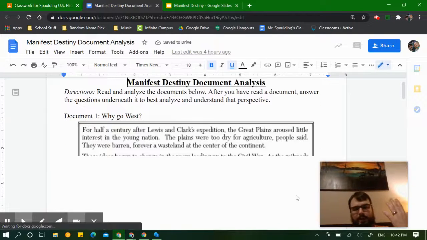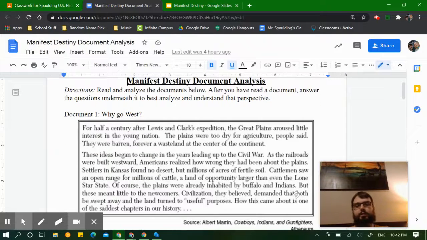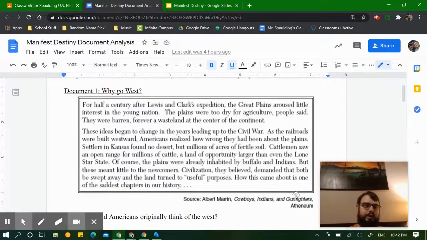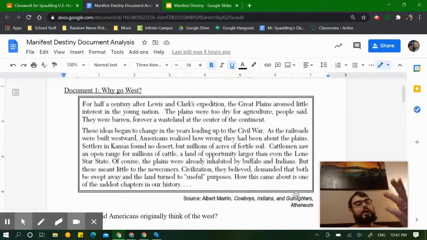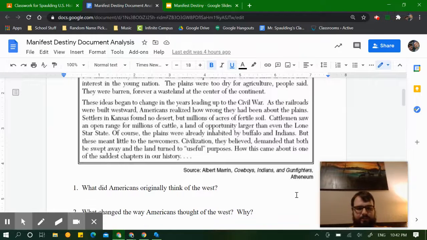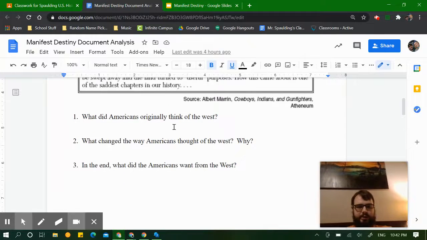All right. So our directions: read and analyze documents below. After you read a document, answer the questions underneath it to best analyze and understand our perspective. Okay, the documents are all numbered. So for example, this is document 1, Why Go West. Okay, so you're going to go ahead, read through this document, then answer the questions.